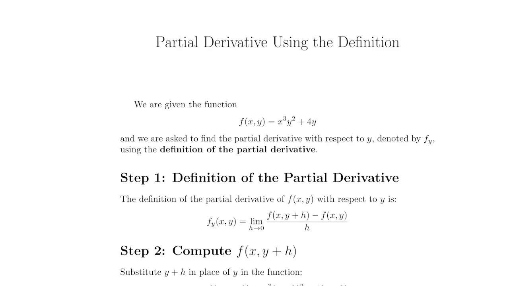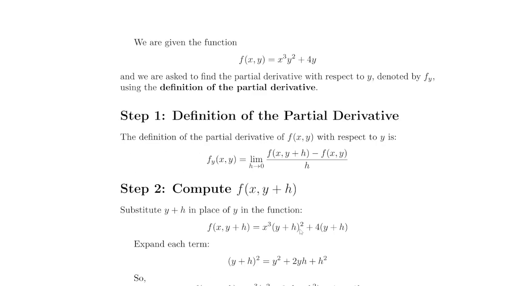In this video, we want to find the partial derivative of f(x, y) = x cubed times y squared plus 4y with respect to y using the definition of the partial derivative. So the definition will be the limit as h approaches 0 of f(x, y + h) minus f(x, y), all over h.